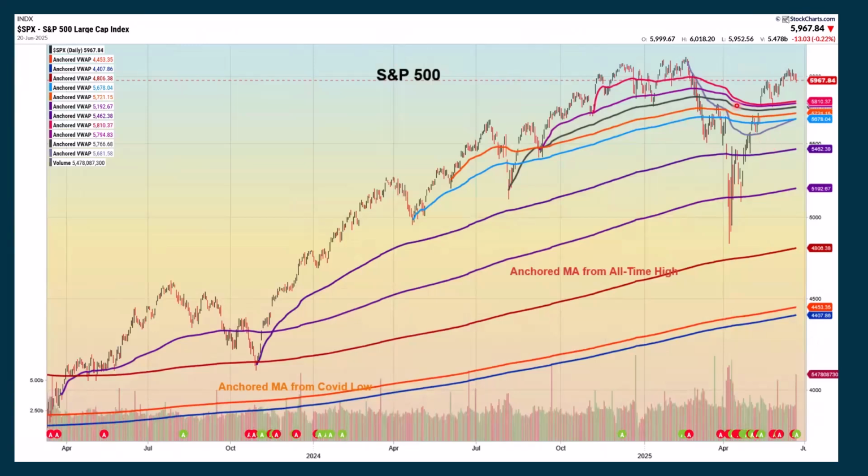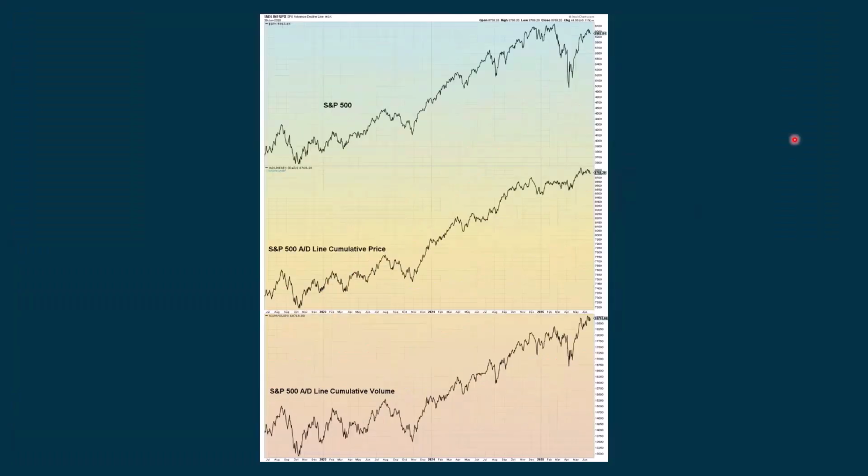We're above all of the anchored moving averages here. These are either tied to a high or a low. Now, if we do start to see some weakness coming into the market, we'll be watching one of these lines to see if they end up providing support.